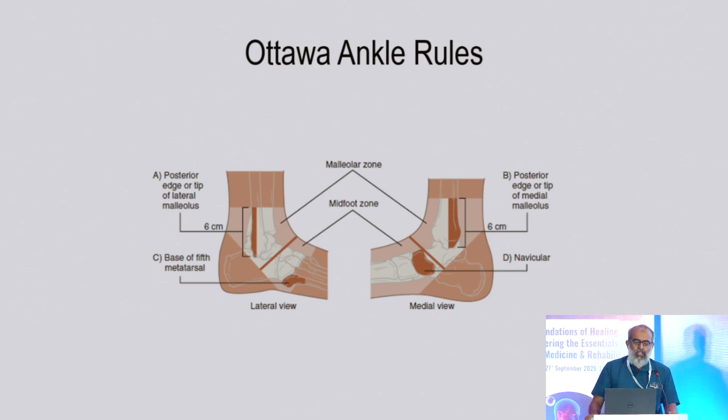Usually the Ottawa ankle rules do not come into a PMR perspective; they are probably used in the ER or the emergency department, when you decide when to take an ankle X-ray and when to take a foot X-ray. When these points are tender and you cannot take 4 steps in the emergency department, then that's an indication for an ankle X-ray and a foot X-ray. Basically, that reduces the chance of having unwanted X-rays, but it's just for a theoretical purpose.